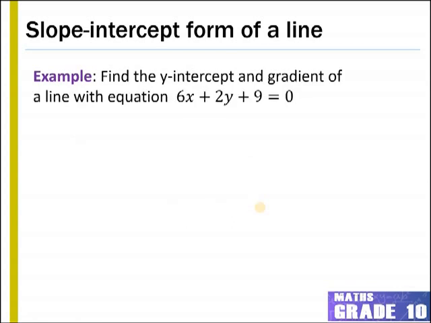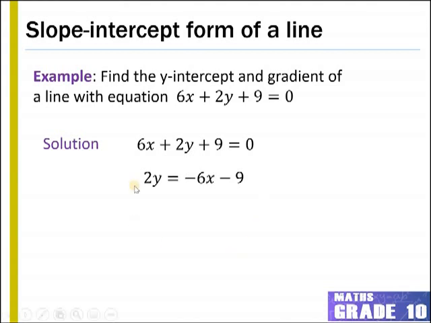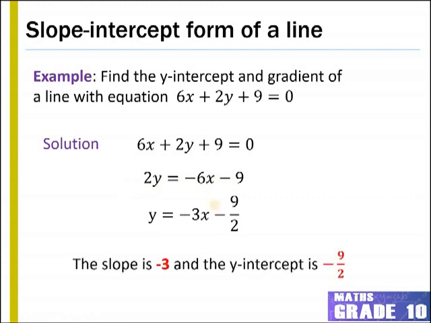Example. Find the y-intercept and the gradient of a line with equation 6x plus 2y plus 9 equals 0. To do this, we need to rearrange the equation. So if we take away 6x and take away 9 from both sides, then 2y equals -6x take away 9. If we divide both sides by 2, then y equals -3x take away 9 over 2. So the slope is -3 because this is the number that's multiplying the x, and the y-intercept is -9 over 2.